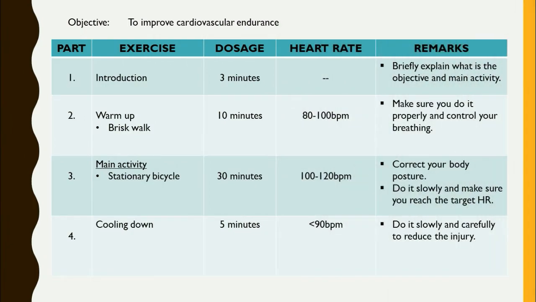Lesson plan. For the first lesson plan, the objective is to improve cardiovascular endurance. The main activity for this lesson plan is stationary bicycle. We do it for 30 minutes and the target heart rate is 100 to 120 beats per minute.